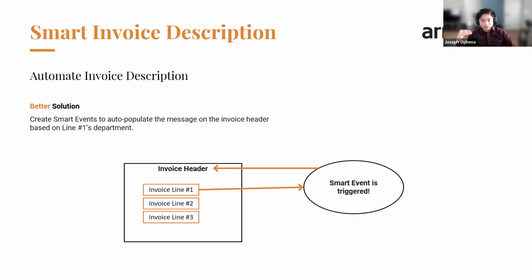on line one, right? Let's say the department on line one is software. Once you save that, that wakes up the smart event. So the smart event is triggered. Once the smart event is triggered, it updates the header invoice with whatever message you want to put in. All right.